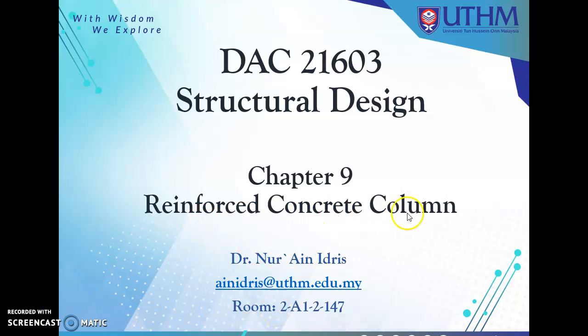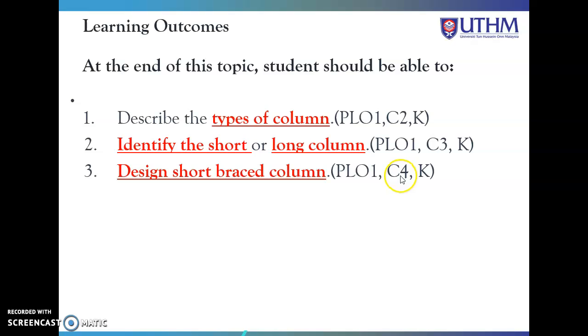Okay, so hari ini kita akan belajar berkenaan dengan design on RC column. Biasa at the end of this topic, students should be able to, first, describe the types of column, identify whether it is a short or long column, and also design the short braced column. So this is the objective of this chapter.